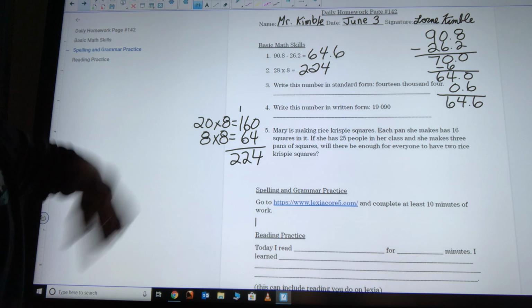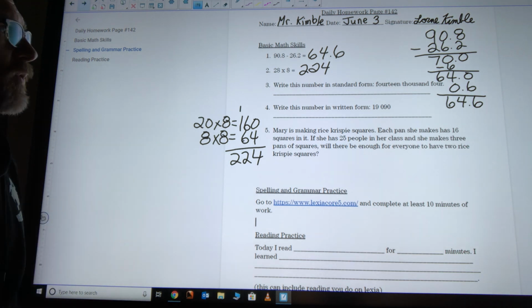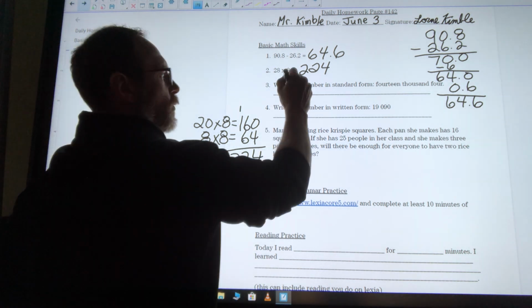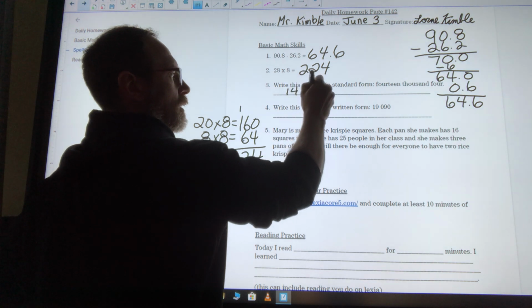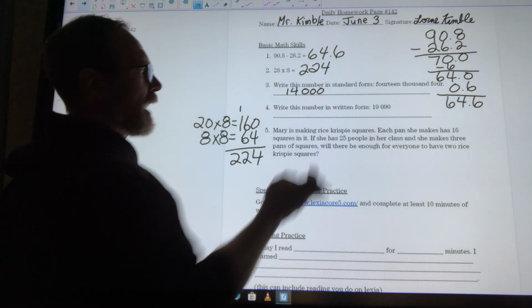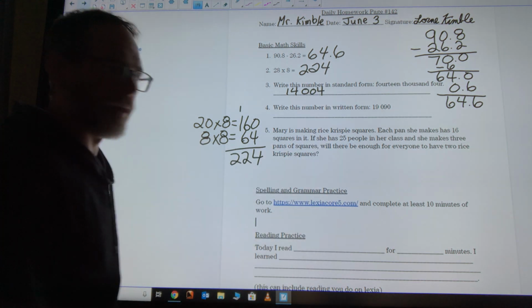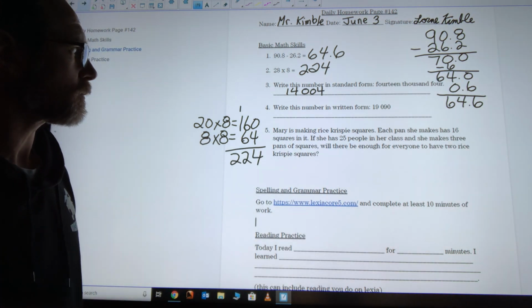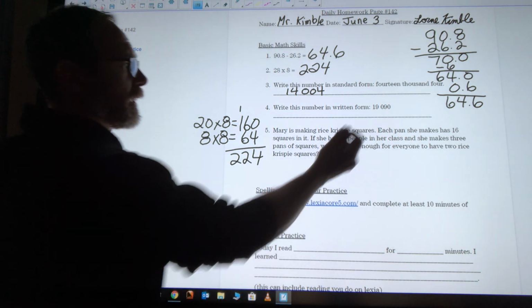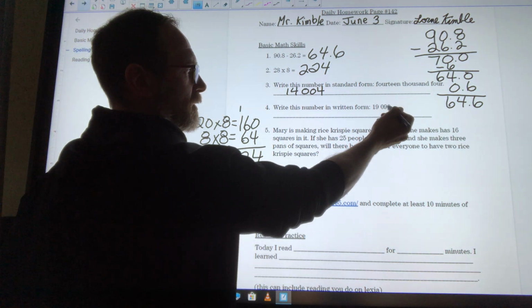Okay, number 3 asks for the number to be in standard form. It's 14,004. So 14,000 would look like this. And the 4 is just in the ones place. So I'm just going to erase that 0 and put that 4 there. That's the standard form.